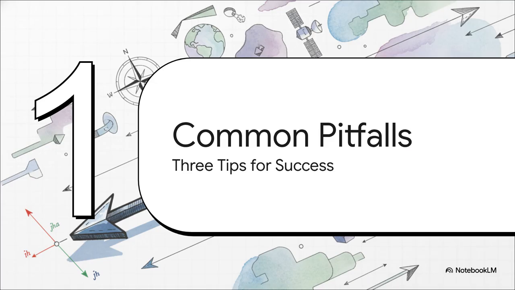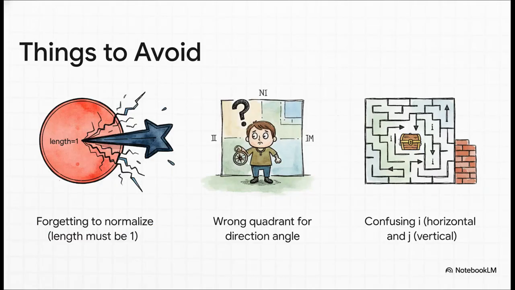Since we just dodged a major bullet there, let's do a quick-fire round of the most common mistakes I see people make with these concepts. Here are 3 quick tips to keep you on track. First up, simply forgetting to normalize. If the question asks for a unit vector, its length has to be 1. No exceptions. Next, the big one we just covered, getting tricked by your calculator into picking the wrong quadrant. And finally, a simple one, but it happens, mixing up i and j. Remember, i is your horizontal, j is your vertical.